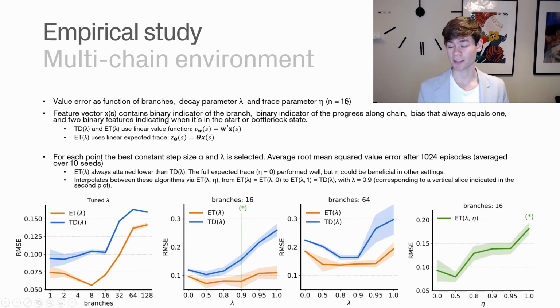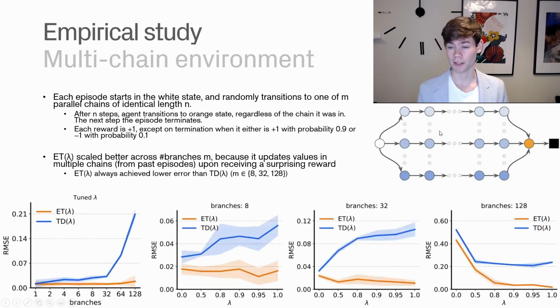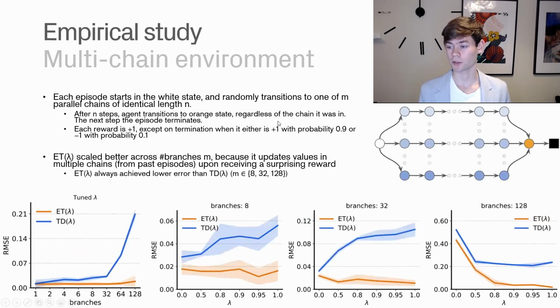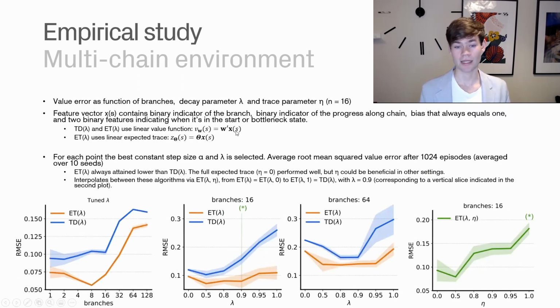For all of these, n is 16, which is basically the length of these chains here. And what they're doing is they're using linear value function approximation. So they're encoding the value function here basically as a linear function. And the state vector x contains a binary indicator of the branch, a binary indicator of the progress along the chain, a bias that always equals 1. Again, I suppose this is some sort of remnant from something else they were investigating. And then 2 binary features indicating when it's in the start or bottleneck state. So basically this one or this one. So that's what they're using. And then a linear function of this state vector here.